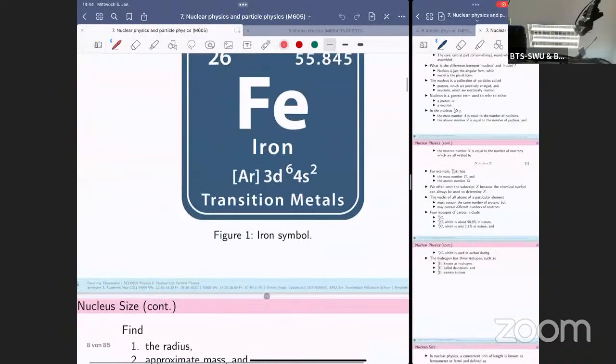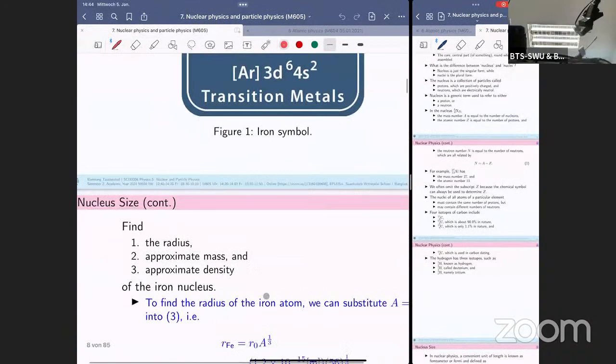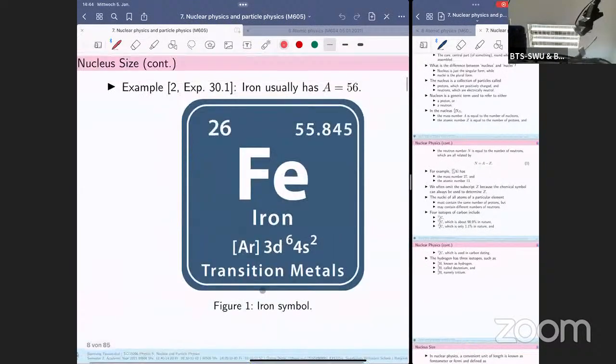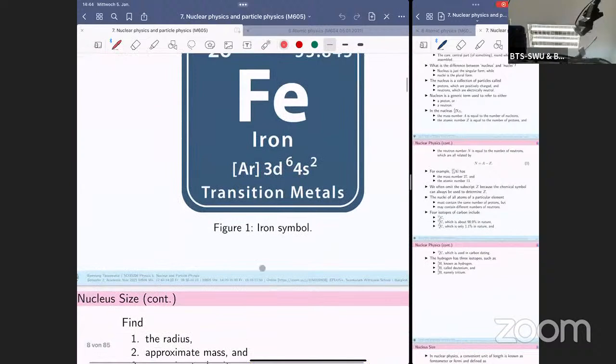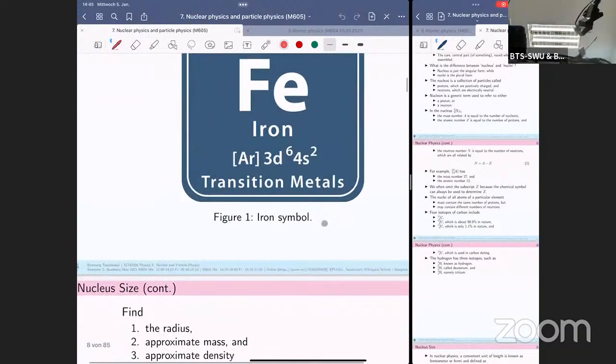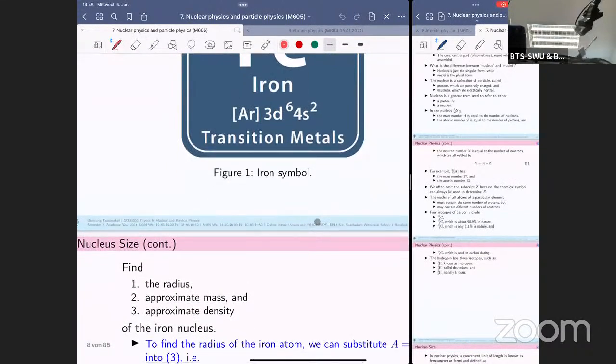Let's talk about this example. They want us to find the radius of iron, the approximate mass and the approximate density. Three quantities: the radius, the approximate mass, and the approximate density of the iron nucleus, not the whole atom. All right, so let's do it.